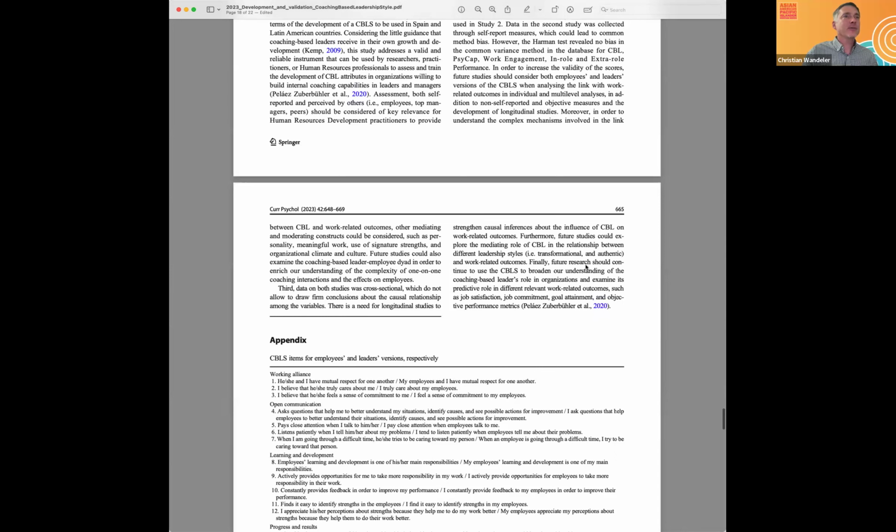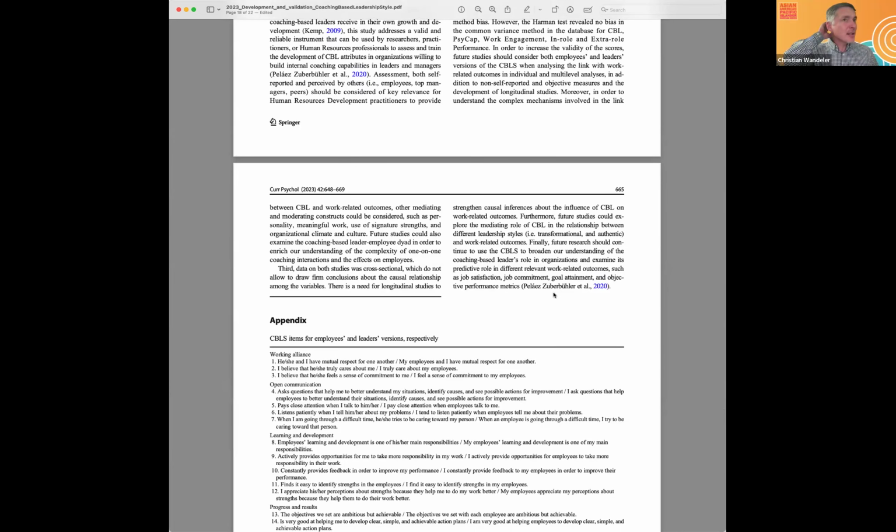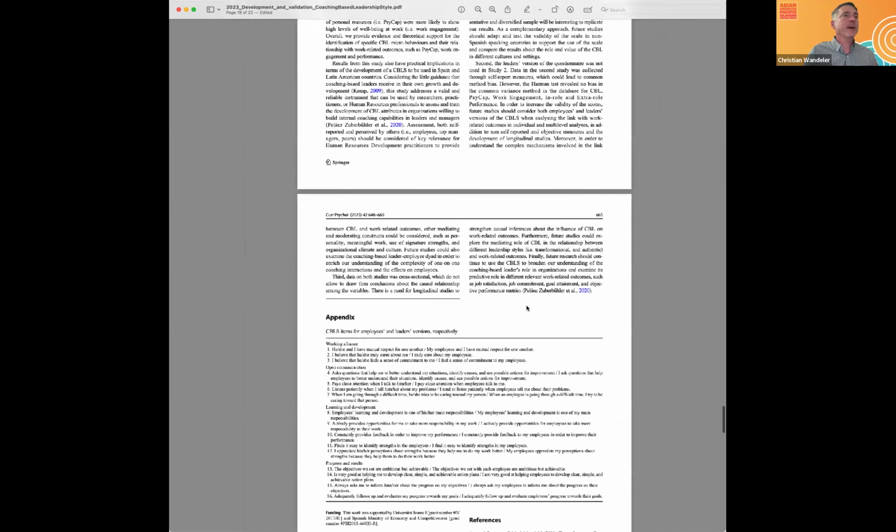And then future research should continue the use of CBLS to broaden our understanding of the coaching-based leaders' role in organizations and examine its predictive role in different relevant outcomes, such as job satisfaction, job commitment, goal attainment, and objective performance metrics.